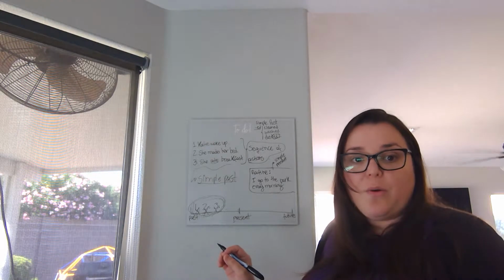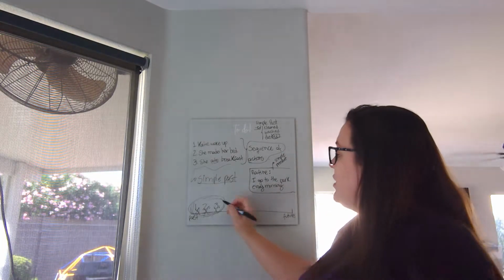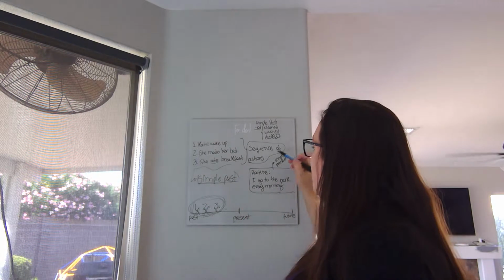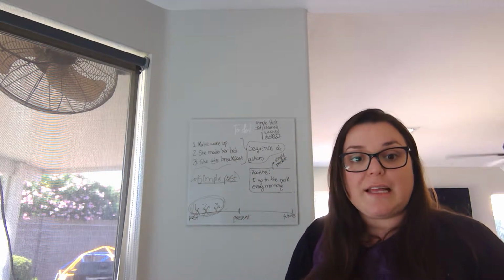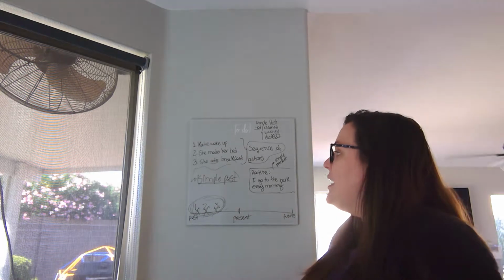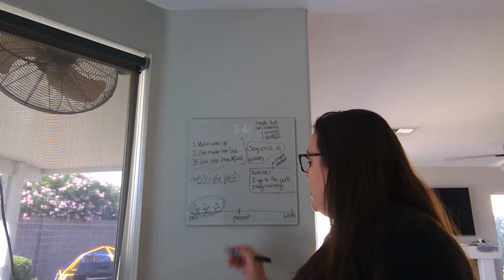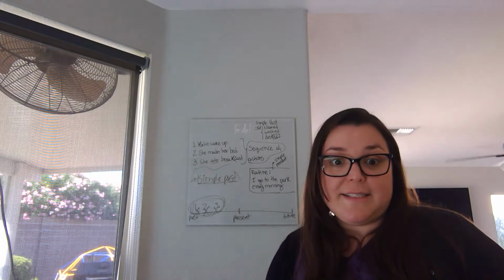So that's how important it is for us to use simple past when we are telling a sequence of actions, just like in our story where we're telling what Cindy did on her day taking care of her house. So that's it.